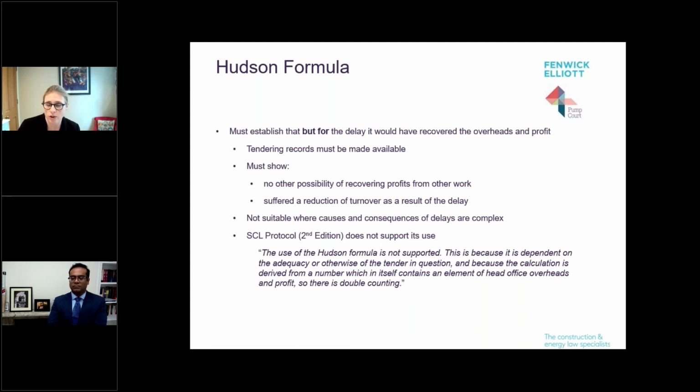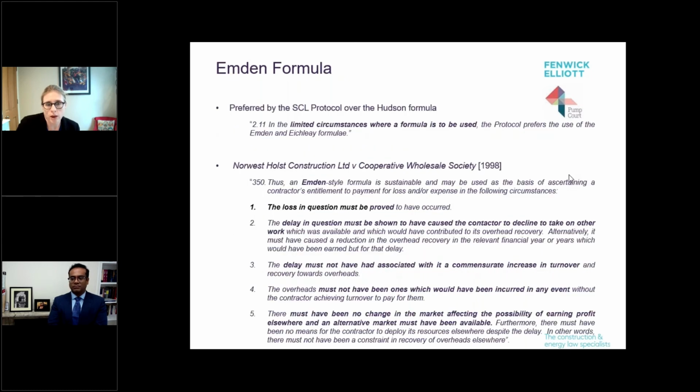Interestingly, the SCL Protocol does not support its use, which I'm sure would be quoted back to you if you did intend to use it. Instead, because it thinks there's an element of double counting in that formula, which is obviously a no-no, it prefers the Emden formula and the Eichleay formula. And I think I'm probably running out of time to go through the Norwest Holst case, but it gives some guidance on the sort of circumstances you could use the Emden formula or an Emden style formula to quantify your losses.